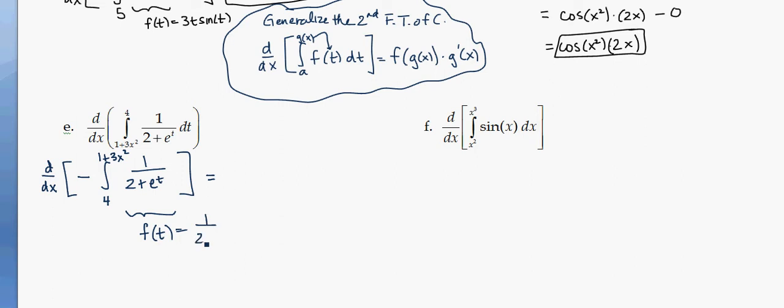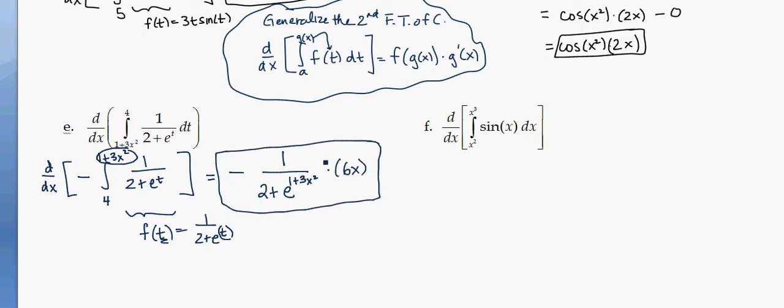is 1 over 2 plus e to the t. So I want to replace that t with the function 1 plus 3x squared. So I have my negative out front, and I have 1 over 2 plus e to the 1 plus 3x squared. So all of this is my f of g of x. And then chain rule says multiply by the derivative of the inside function. So multiply by the derivative of 1 plus 3x squared. So multiply by 6x.